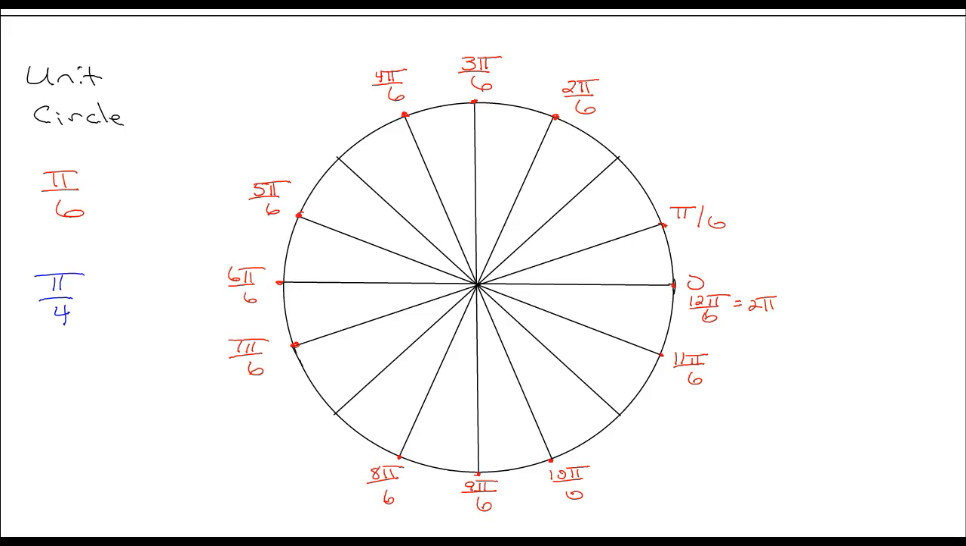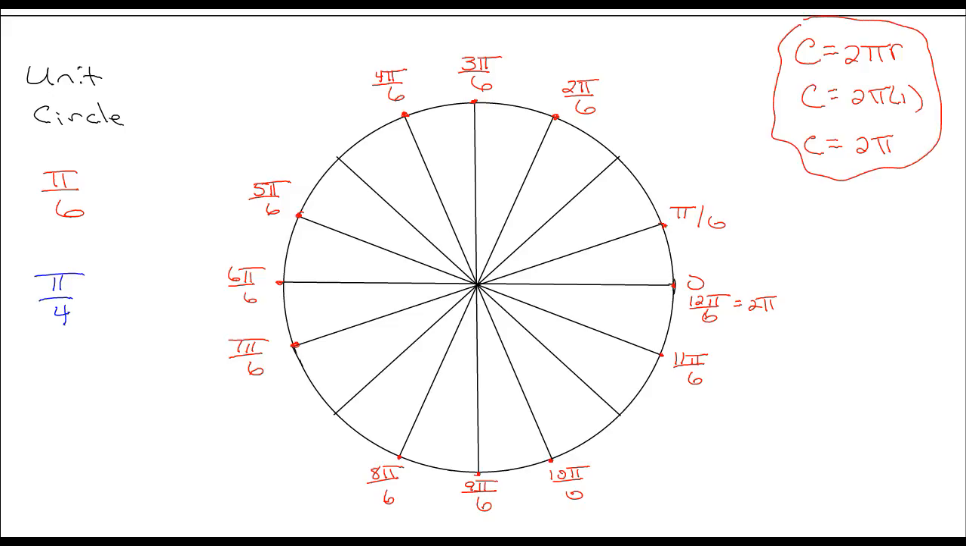And just as a side note, the circumference of a circle is 2 pi r, and in the unit circle the radius is 1, so it makes sense that I get back to 2 pi, just as a side note. Okay, so now I'm going to go back and count by pi over 4.